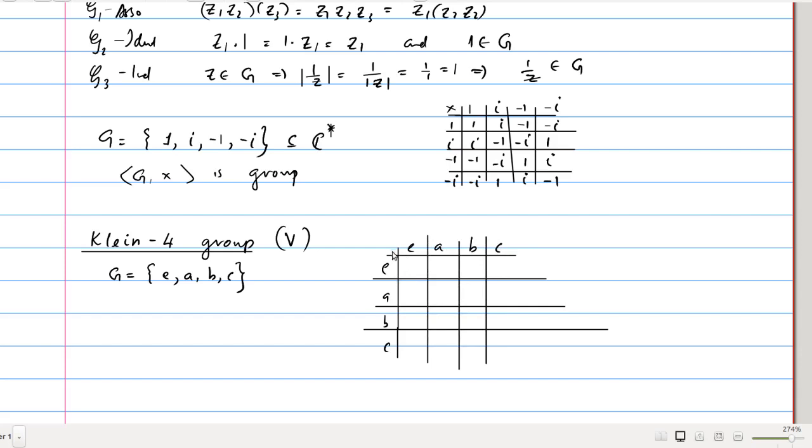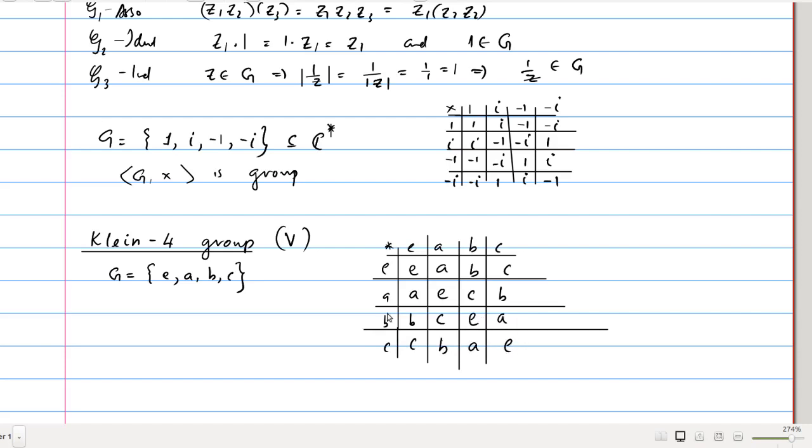Okay, now we define the binary operation of this group, with elements E, A, B, C. Since E is the identity element, we can easily fill the first row and first column. We define EA as A, AB as C, and AC as B. Similarly, BA equals C, CA equals B, BB equals E, and BC equals A.